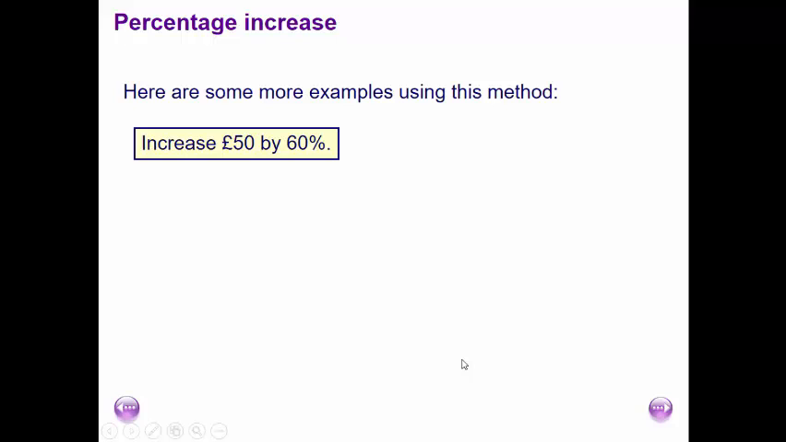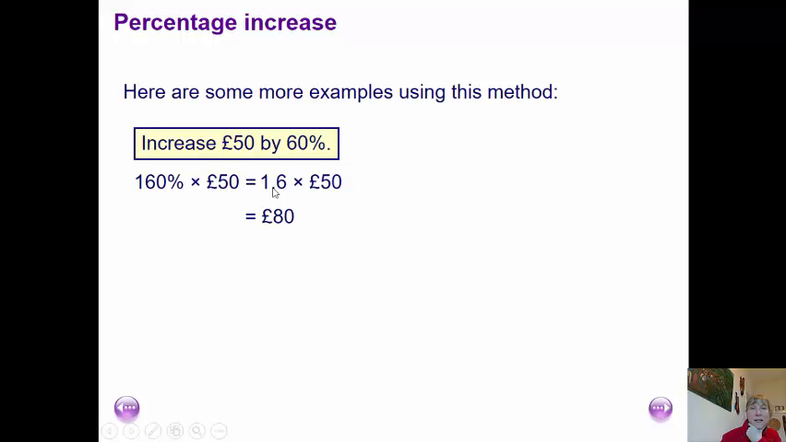So how do we increase £50 by 60%? We'll think about that. Right, so it's the same thing as multiplying £50 by 160%. So 1.6 times 50 is the same thing as finding 60% and adding it. Again, the 1 retains the full £50, the 0.6 adds the £30 to it.